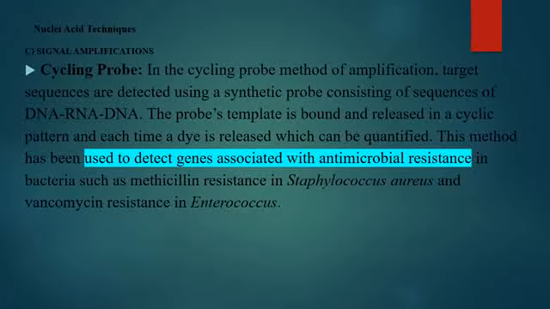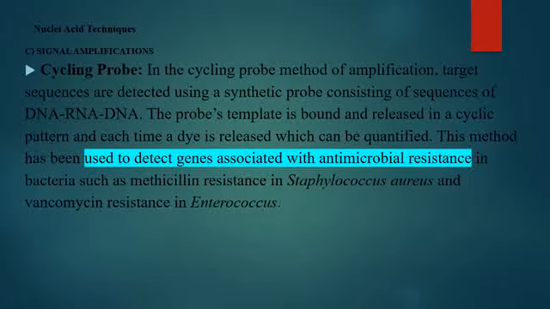Now the cycling probe. A cycling probe, like the name says. In the cycling probe method of amplification, target sequences are detected using a synthetic probe, which consists of DNA, RNA, DNA. The probe's template is bound and released in a cyclic pattern, and each time a dye is released, which can be quantified. So from one end DNA to RNA to DNA like that. And then each time in this cycle, it releases a dye.